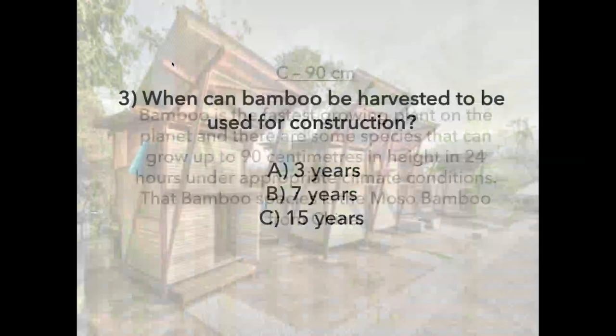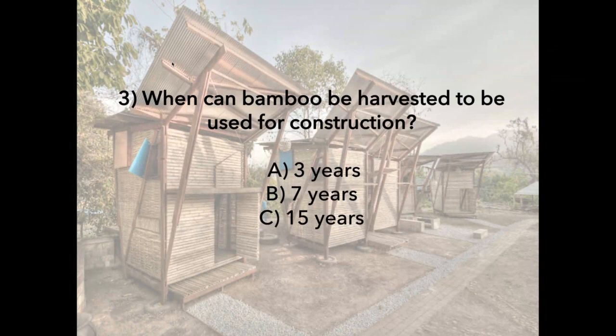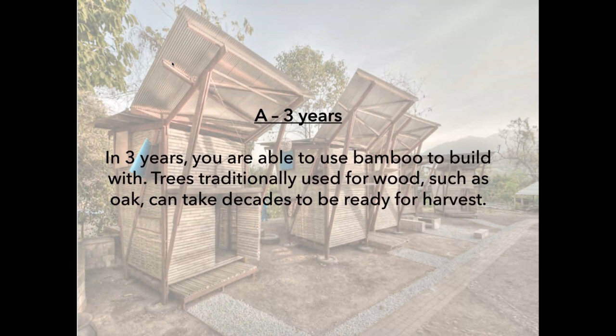Question number three. When can bamboo be harvested to be used for construction? Is it 3 years, 7 years, or 15 years? Okay, it's 3 years, so 3 to 5. We got some good right answers again, from the experts: Jackie, Harry, Hugo, Susan. Great.